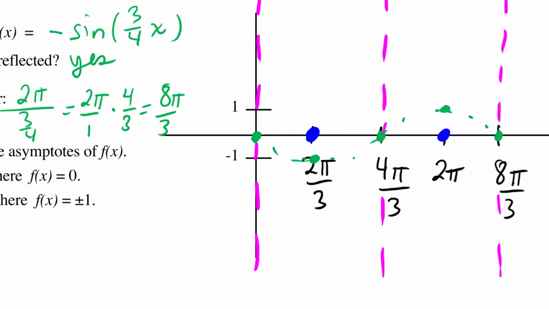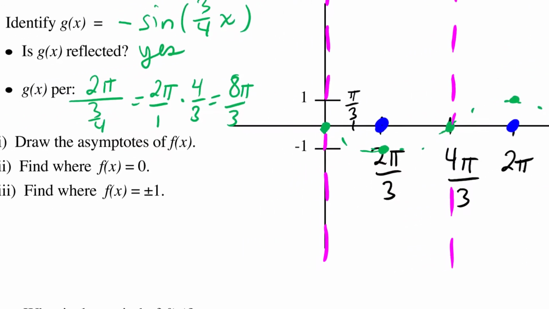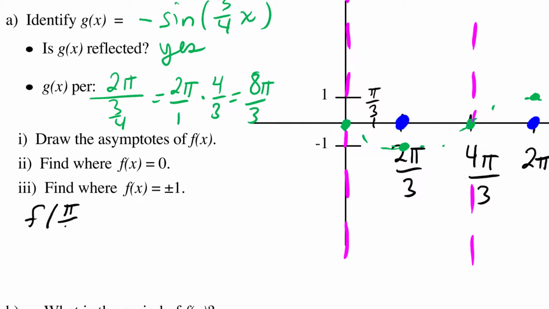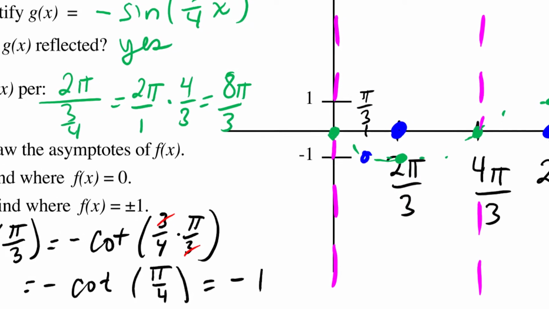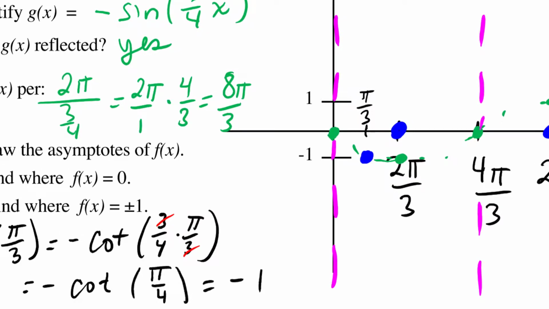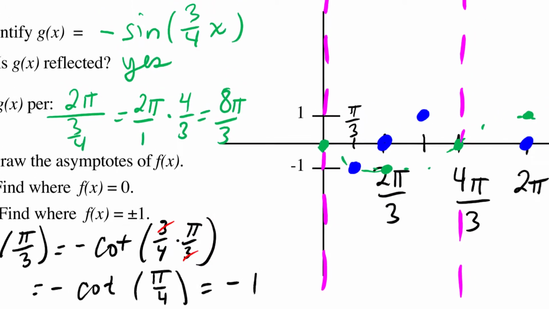We have to identify what the value is between the first asymptote and the first 0. That's halfway from 0 to 2 pi over 3, which is pi over 3, and we will put pi over 3 into the function f. That gives us negative cotangent of 3/4 times pi over 3. The 3's divide out. That gets us negative cotangent of just pi over 4, and that is negative 1. So at pi over 3, we have negative 1. That also means that the other halfway point between the 0 and the asymptote is a positive 1.